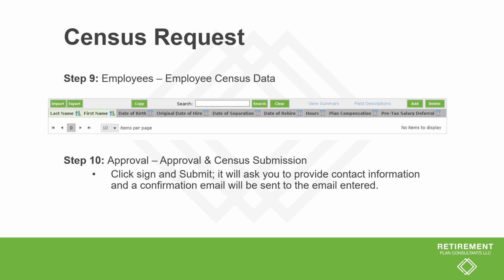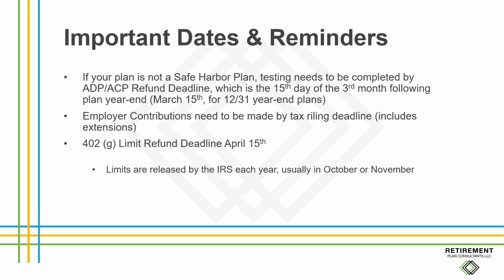Step 10 is the approval of the information you have provided. It will ask you to click Sign and Submit. It will also ask you to provide your contact information. A confirmation will be sent to the email provided. All of the information you provide on the census collection will allow RPC to complete the compliance testing.